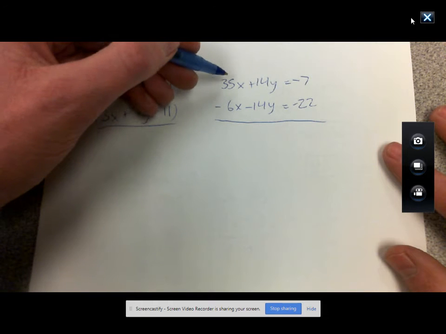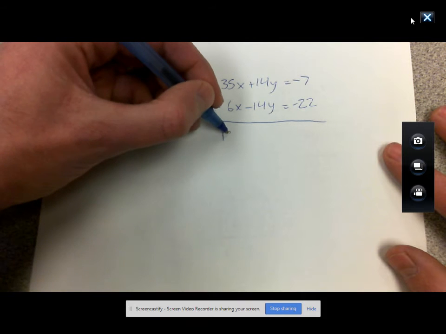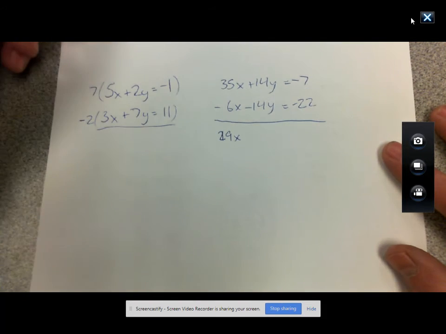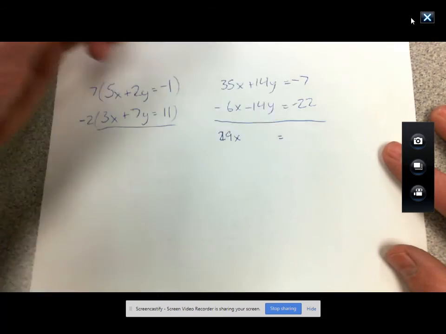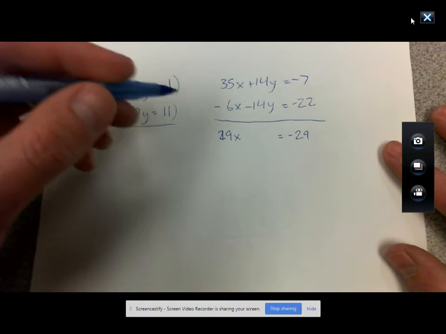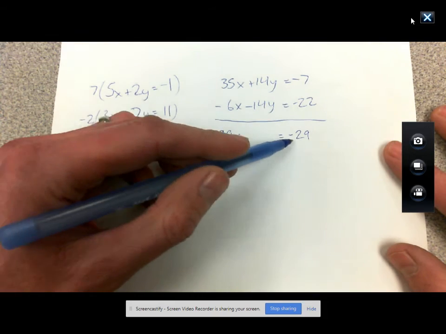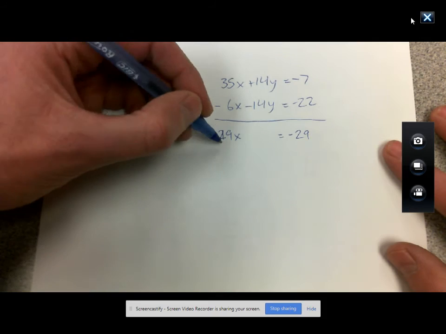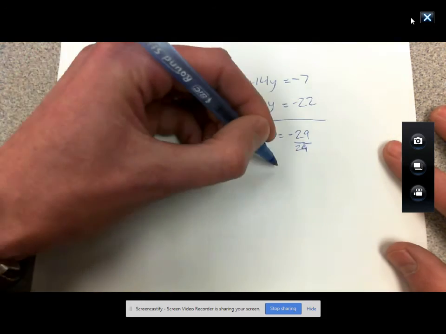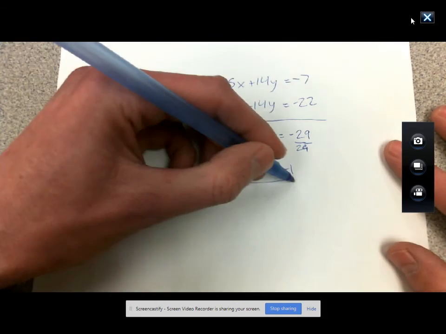Now if I combine like terms, 35x plus -6x is going to give me what, 19? No, sorry. 29x, 0y, and that's going to give me -29. Well, I can see just by looking at it that x would have to be -1. 29 times -1 would give me -29. However, I could always divide both sides by 29 to show that that is in fact the solution. So x is -1.